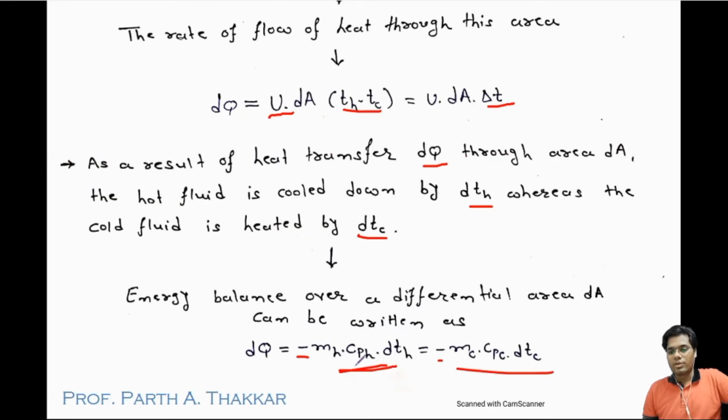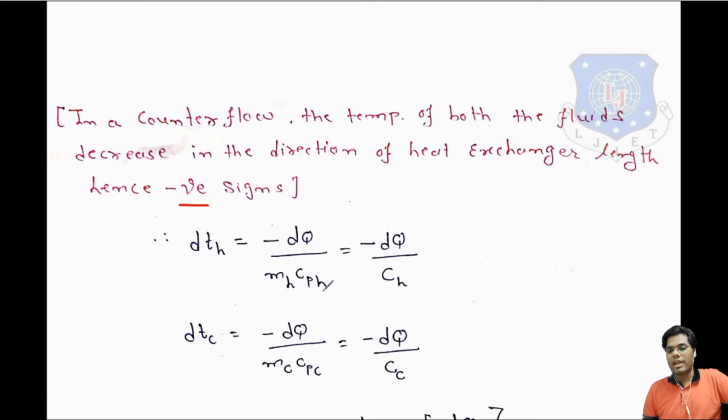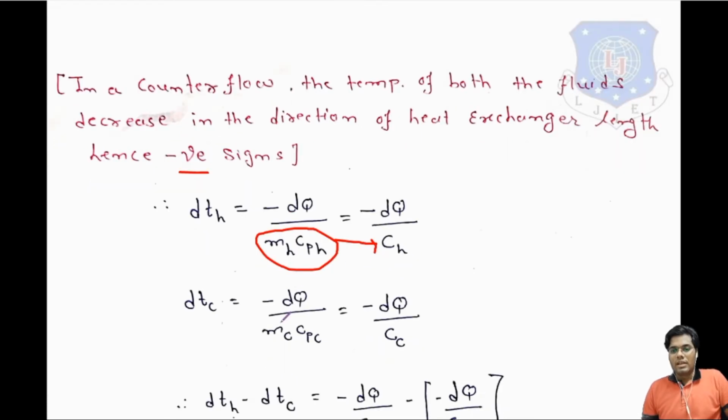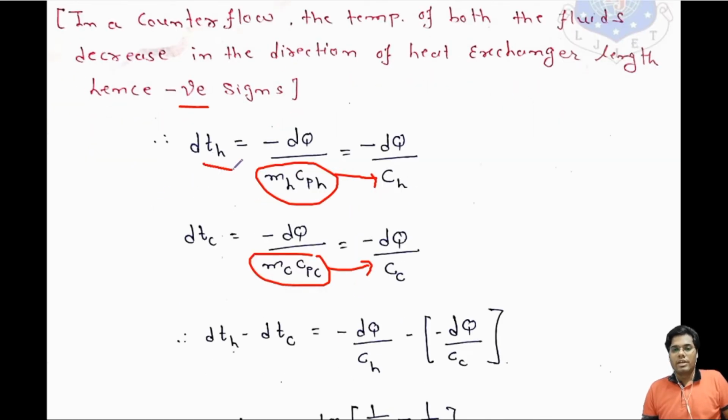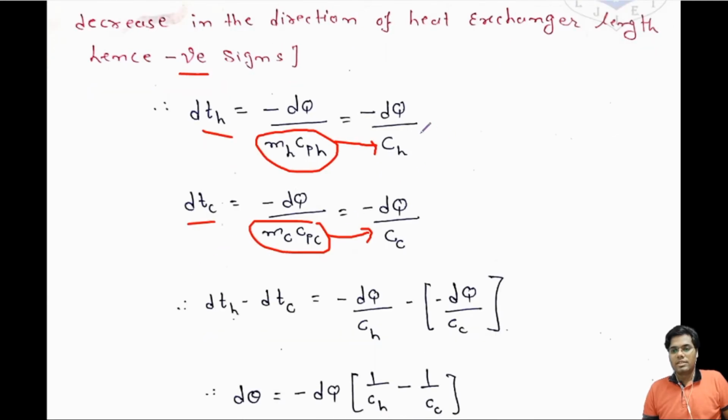So from this equation we can write dTH is equal to minus dQ upon mH CpH. We know that the multiplication of mass flow rate into specific heat will give us a heat capacity CH. Similarly, for cold fluid, minus dTc is equal to minus dQ upon mC CpC. Combination of mC and CpC is the heat capacity of cold fluid, which is written as CC. Now dTH minus dTc is equal to this minus this.